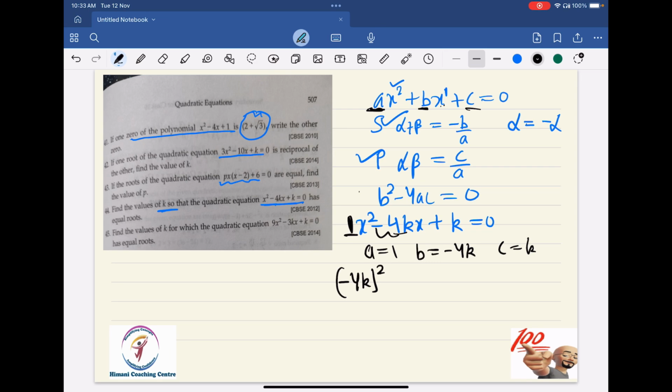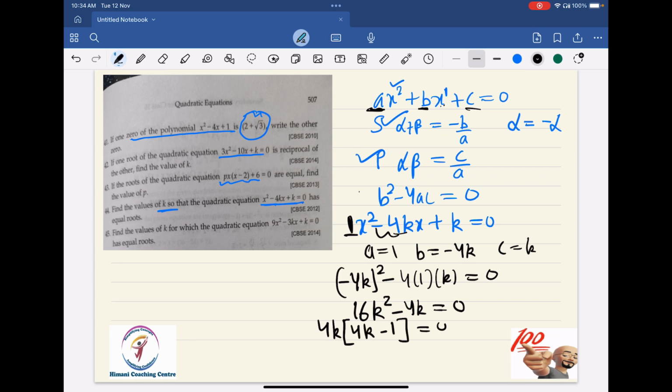Minus 4k squared minus 4 times 1 times k is equal to 0. Minus squared is a plus, 4 squared is 16, k square is k square, minus 4k equals 0. 4k is common. Again, we will see that this 4 goes there and divides 0 and becomes 0. So k times 4k minus 1 is this.